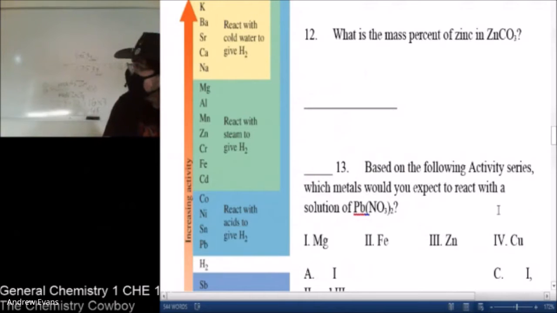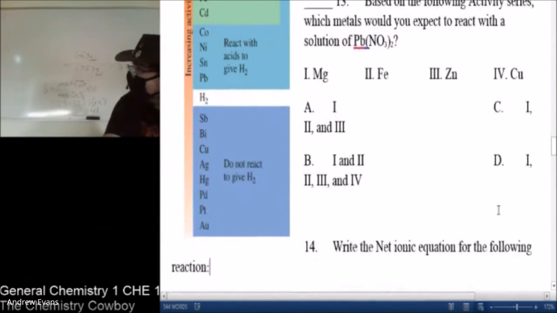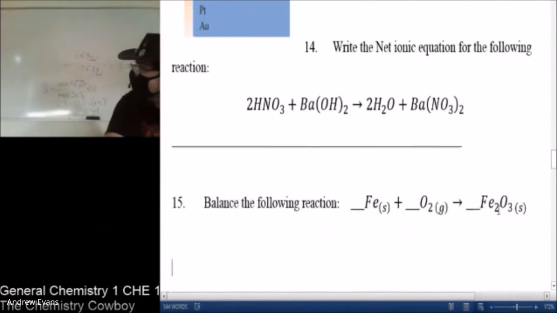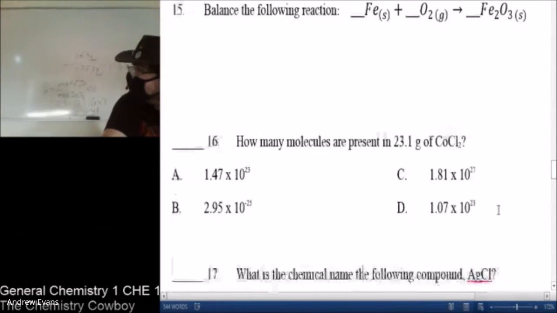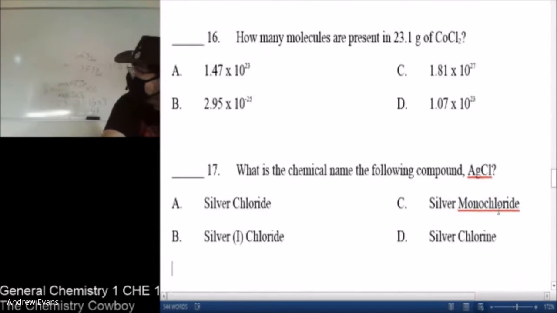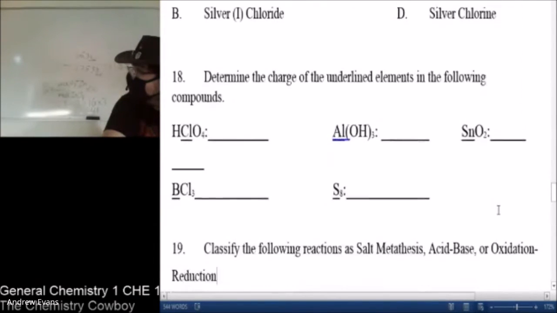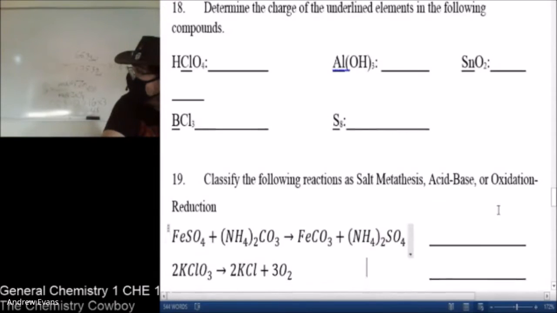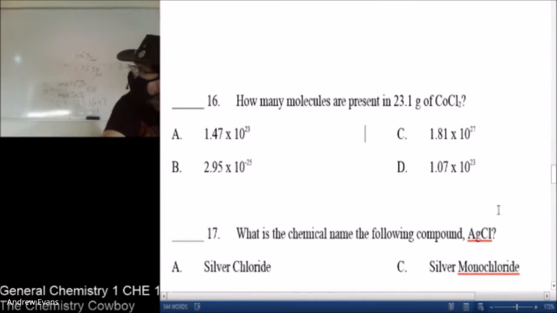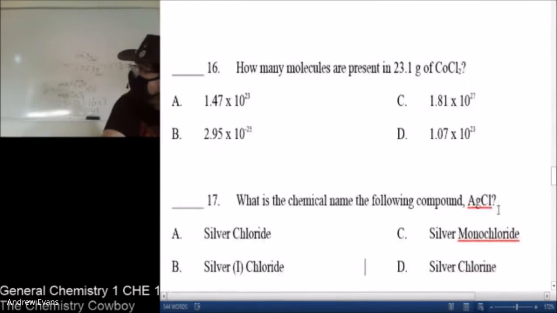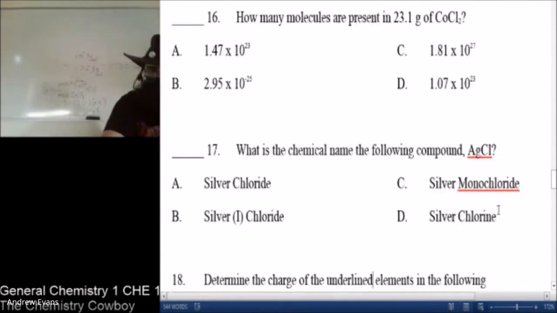Okay, we're skipping 13. 13 is a different chapter. 14 is a different chapter. 15, we could probably do it, but different chapter. So 16, 17, and 20, I think, are the last ones we can do that are legitimate problems that relate to our chapter.